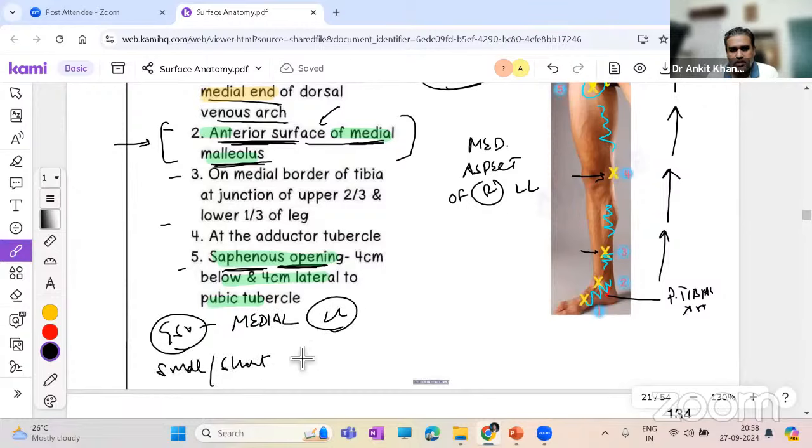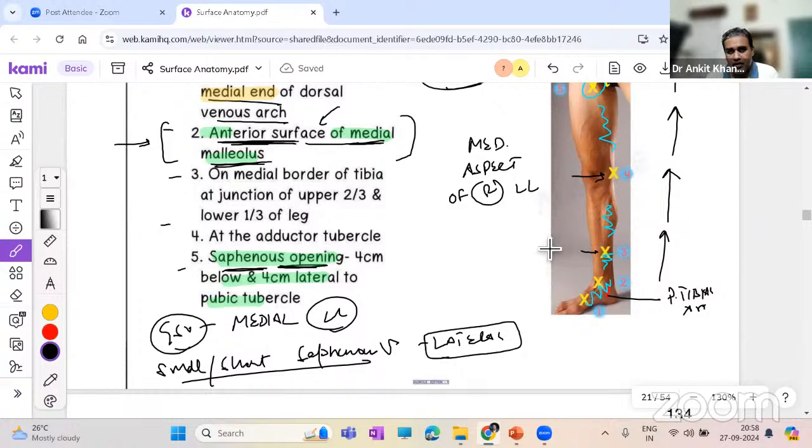So if you see a varicosity on the lateral aspect of the leg, this does not go up to the top. It reaches up to the knee only. The great saphenous vein goes along the entire thigh also, but this reaches up to the knee only because it drains into the popliteal vein. So if you see varicosity on the outside or in the calf region, it is probably the small saphenous vein. And if you see it on the medial side going up, it is the great saphenous.